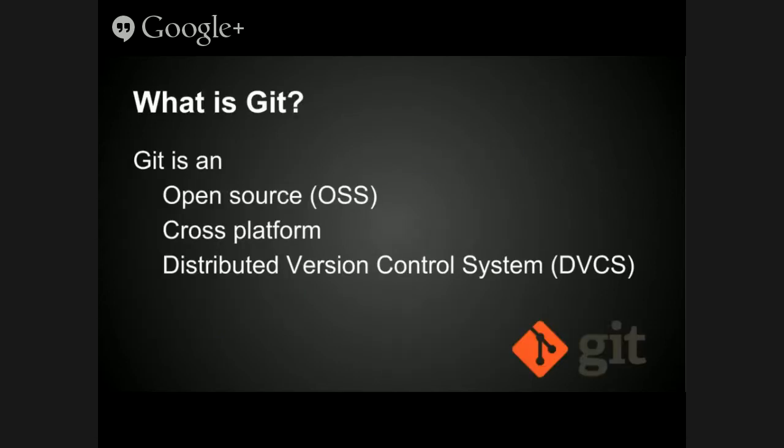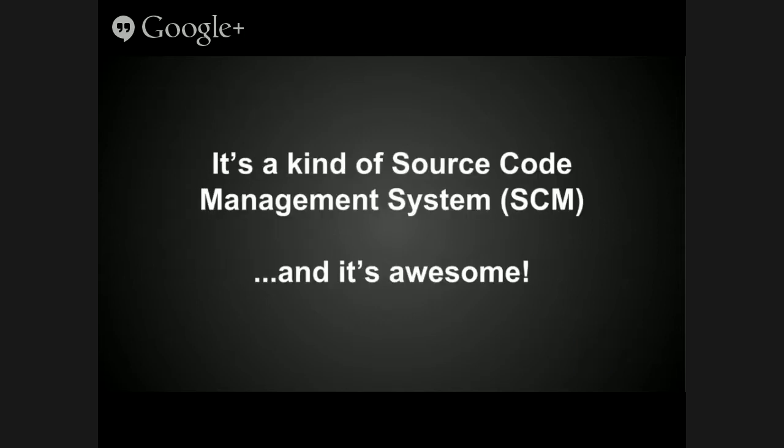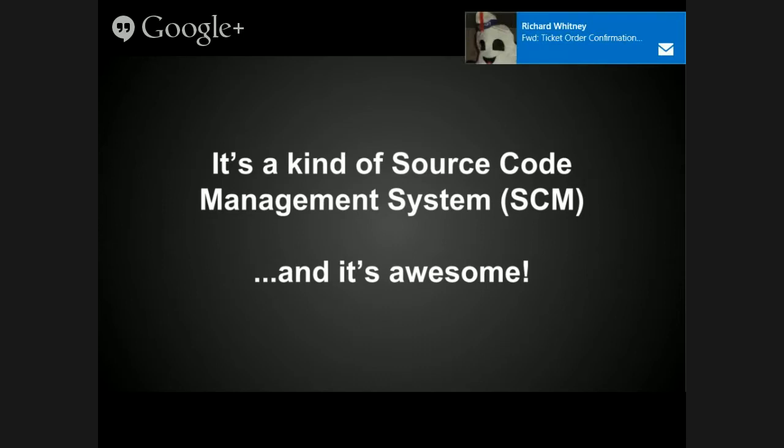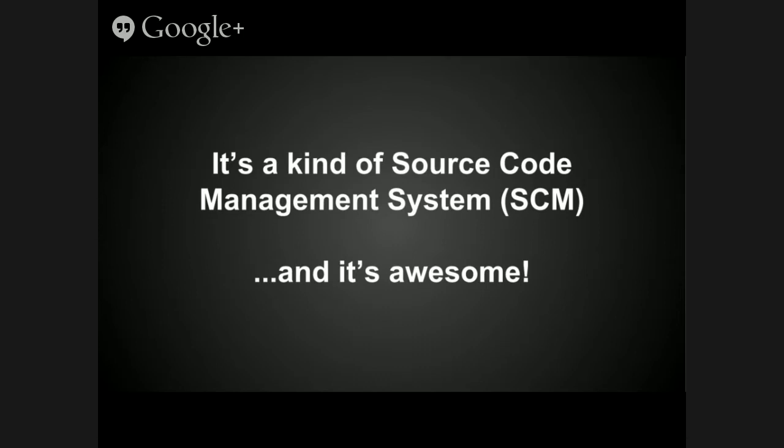So what is Git? How many of you in the room are programmers or have to use source control? Great. A good majority of you will have to interact with this at some point. So Git is a naughty word. It's an open source, cross-platform, distributed version control system. It's a kind of source control management system, and it's awesome.